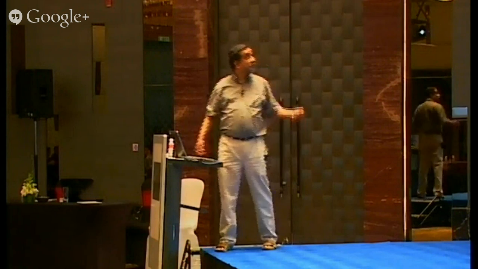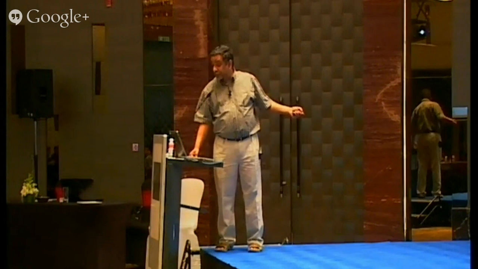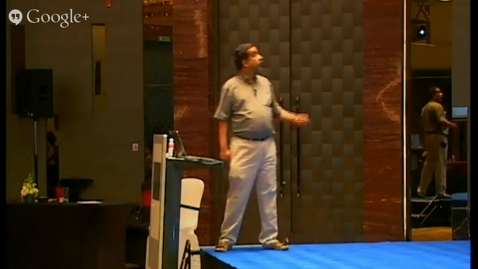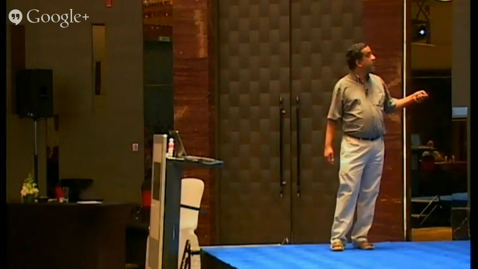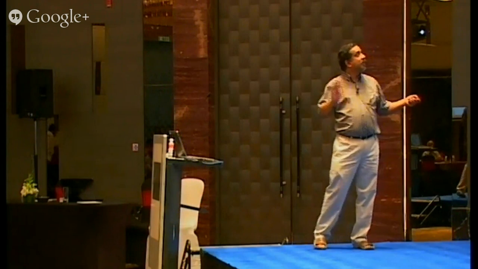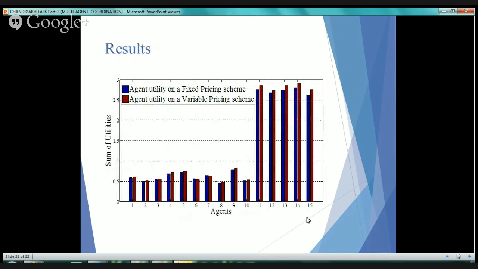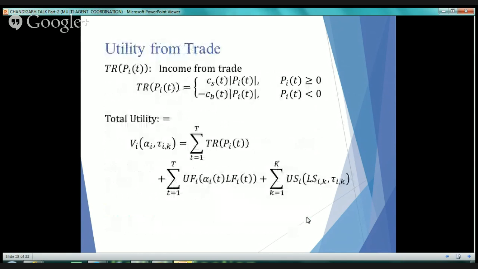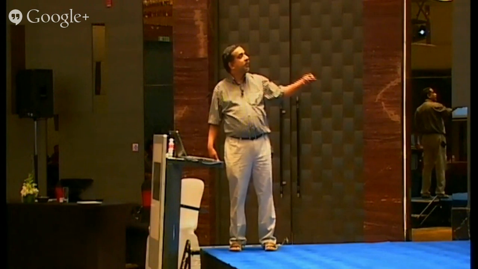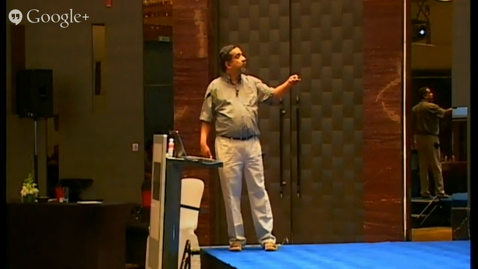And we got some results. I'll skip through this. So we have some preliminary results here. This is what we get from just Nash equilibrium. And then we do some price adjustment to try to increase the total utilities of all the agents combined. And we were able to get something higher in each case by doing that.